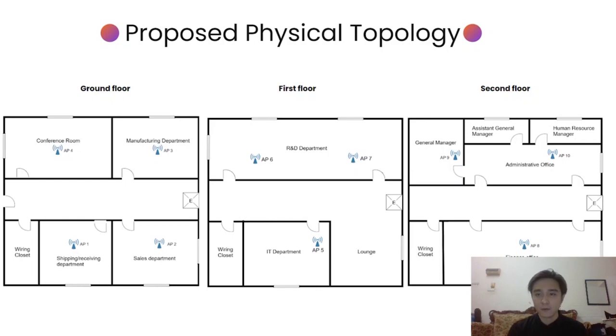The third one is second floor. Access point 8 will fulfill the need of finance office, while access point 9 and 10 will ensure that there is connectivity in general manager office, assistant general manager, human resource manager, and administrative office. On this part, there will be only 2 access points, which is access point 9 and 10, because if there are four access points in that particular area, there will be network congestion.